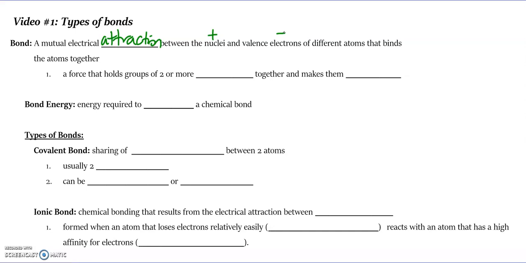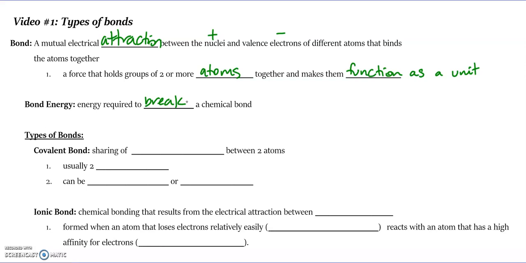Another way to say this is that it's a force that holds groups of two or more atoms together and makes them function as a unit. So bond energy then is the energy required to break a chemical bond. And so you have to put energy in to form a bond, and then energy is released when it's broken.